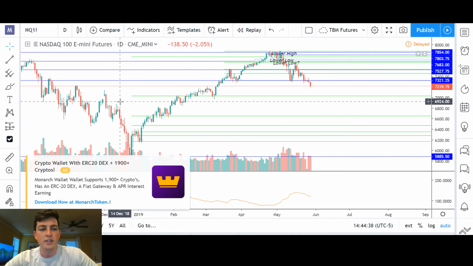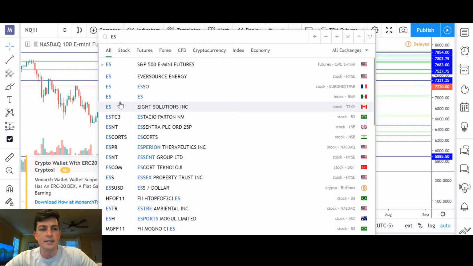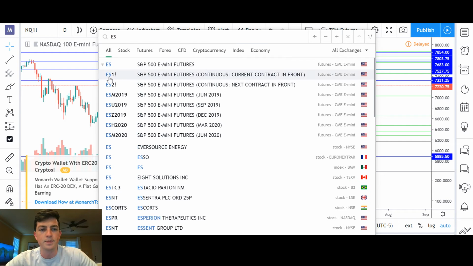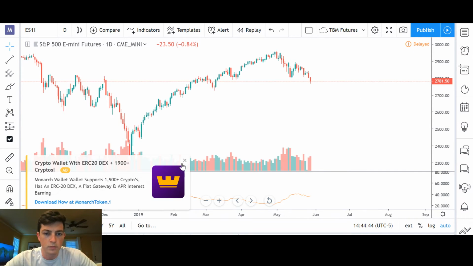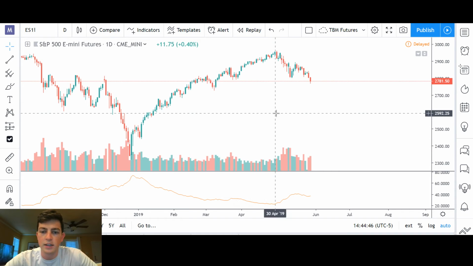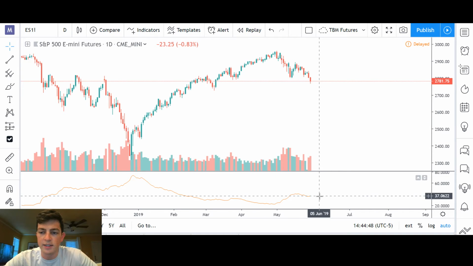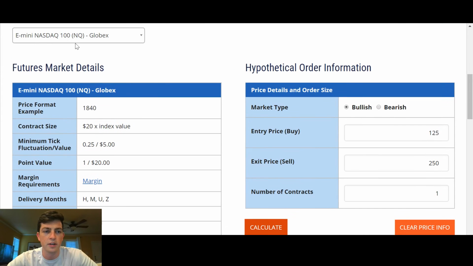Off of the ATR, let's go ahead and look at the ES, which is the S&P minis. All right, so the S&P is sitting at 37. So again, we're just going to do the same thing.